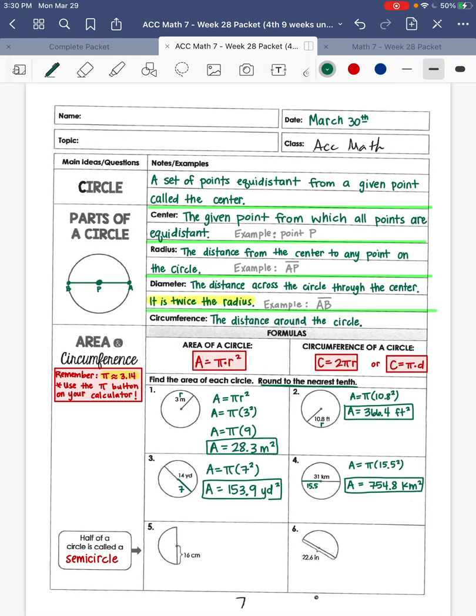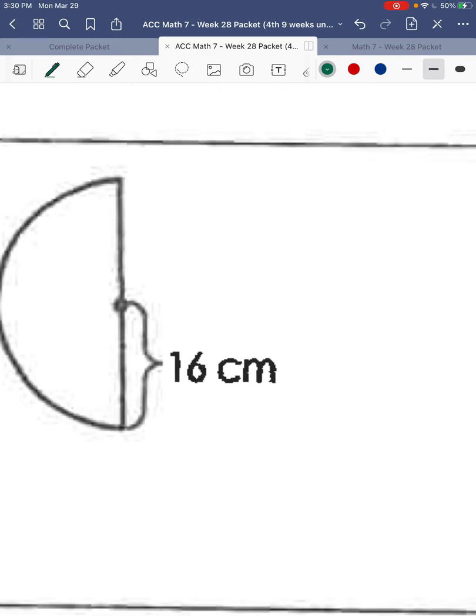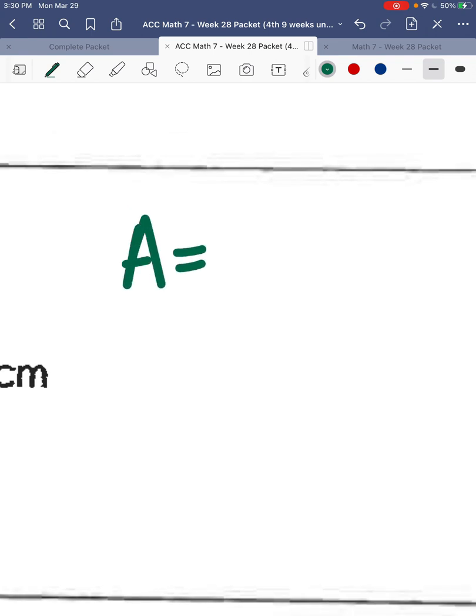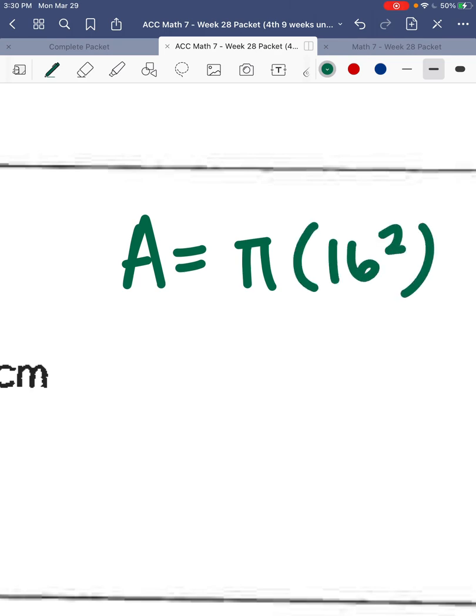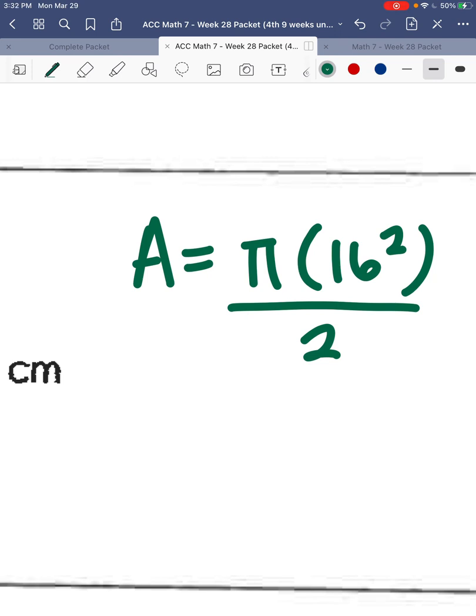Okay, now numbers 5 and 6, we just have half of a circle. And remember, half of a circle is called a semicircle. So we're going to find the area as we normally would, but we're actually going to divide it by 2. So in number 5, we're told that the radius is 16 centimeters. So normally, we would say that the area of the circle is pi times the radius 16 squared. But I'm actually going to divide all of that by 2. Okay? So I'm going to put this into my calculator.